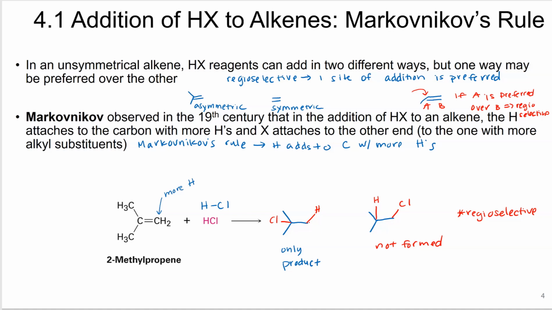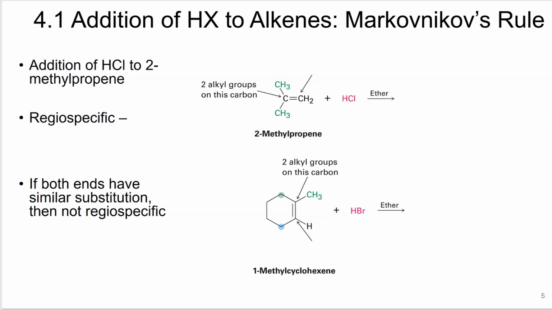This is a regioselective reaction, and it goes according to Markovnikov's rule, which states that H adds to the carbon with more H's. So in the addition to 2-methylpropene, which we just saw, there's 2 alkyl groups on this carbon. There's no alkyl groups here. We add HCl. The H goes to the carbon with more hydrogens, and this Cl goes over here. When it's regiospecific, one product forms where two are possible.